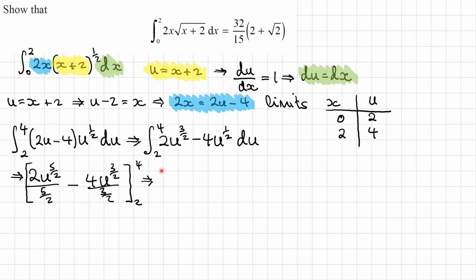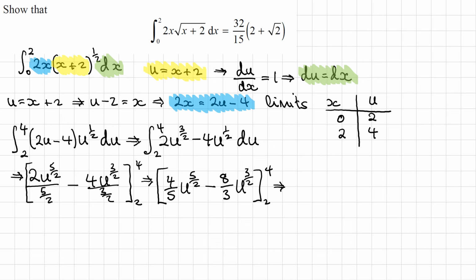So I've got the first bit here. So 2, if I divide that by 5 over 2, that becomes 4/5. So I will have 4/5 u to the 5 over 2, and then minus, and then 4 divided by 3 over 2 gives us 8 over 3. So minus 8 over 3 u to the power 3 over 2. So now the limits can go in.